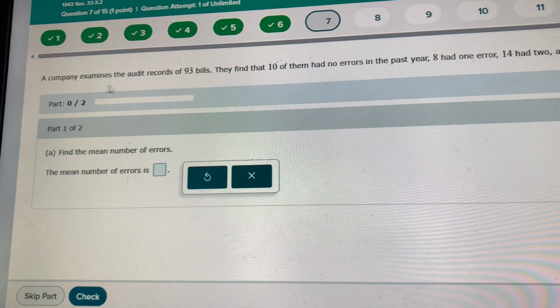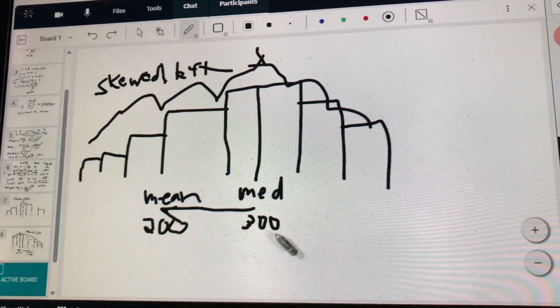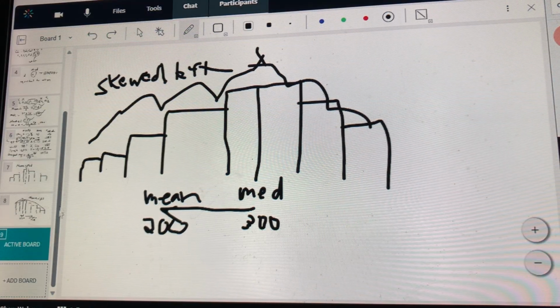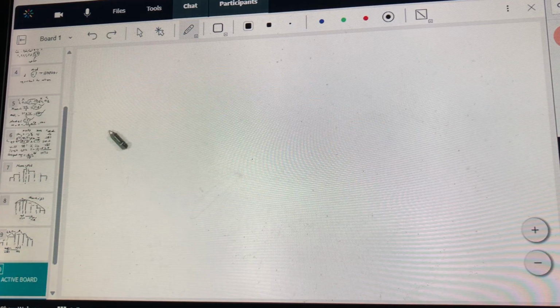A company examines the audit records of 93 bills. They find that 10 of them had no errors, 8 had 1, 14 had 2, and 61 had 3. This is what's called grouped data, not grouped, this is called weighted. This is a weighted average.